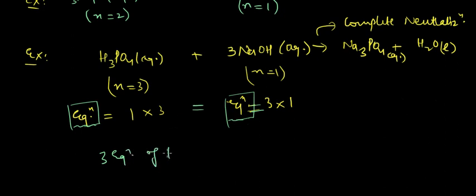So 3 equivalents of H3PO4 would be equal to 3 equivalents of NaOH. Okay, so with this we come to the end of this lecture. In the next lecture we'll be seeing n factor for bases.